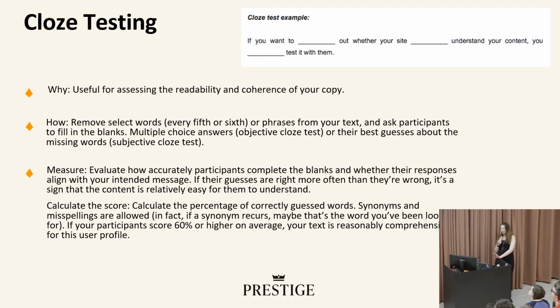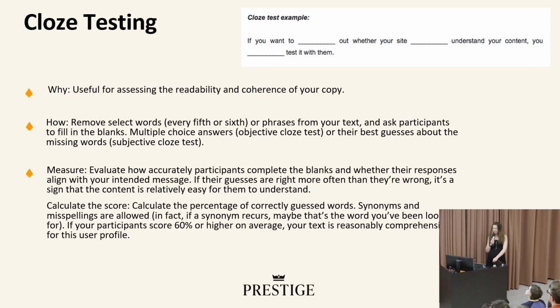You can also do something called closed testing. So this is for assessing the readability of your copy and how much people understand it. So it's basically like a word blank exercise. So they fill in the blanks with words that they think should go there. How you do this is you normally remove every fifth or sixth word from the sentence that you're testing, and then people would write in what they think should be in that space.